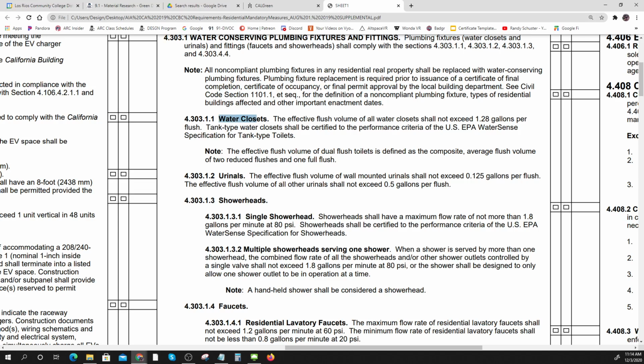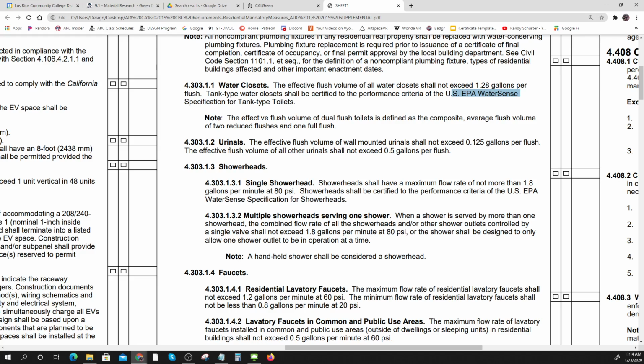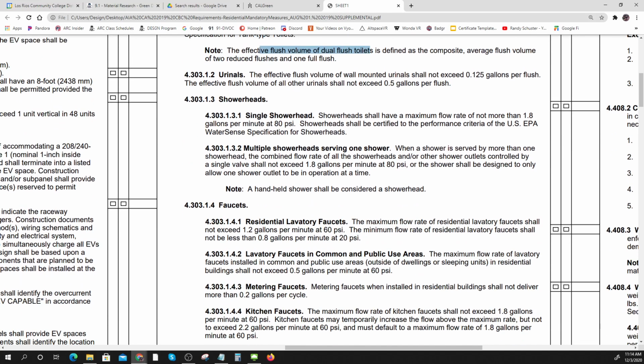Water closets, that's a toilet. Gallons per flush. Tank type. US EPA WaterSense specs. Flush valve type. Urinals, shower heads. All of this is covered with requirements, performance requirements. Remember, we talked about that one thing that we do is we have performance requirements. We talked about it from a roof.